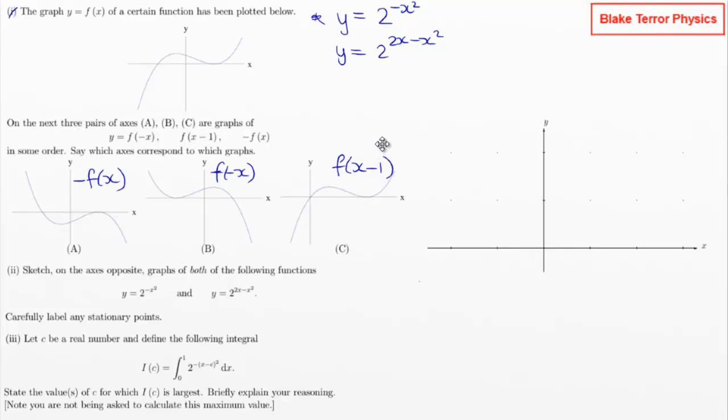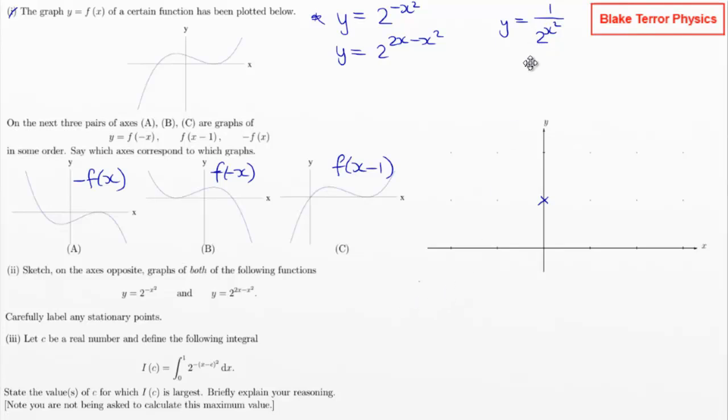Let's get a point on the board. When x is 0, we've got y is 2 to the power 0, so it's going through (0, 1). Let's put that on and say that is 1. What else can we say about this? This is saying that y equals 1 over 2 to the x squared. So this is going to be symmetrical about the y-axis, because whether we've got positive x or negative x, it's going to square up and give the same value.